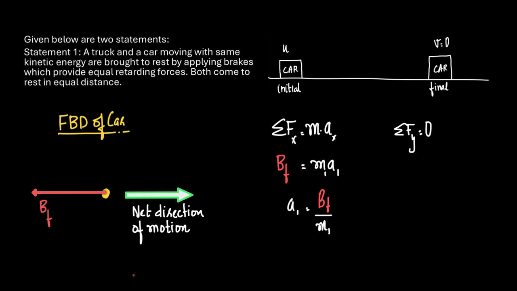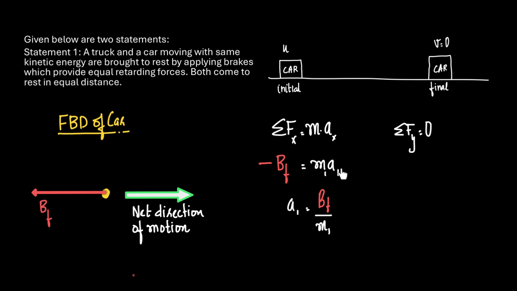Now, what is sigma Fx? Sigma Fx implies the sum of all the forces acting in the x direction. This is the initial condition of the car, and this is the final condition. Since it is coming to rest, the final velocity is equal to 0 and the initial velocity is equal to u. Since the braking force is applied, sigma Fx is equal to BF. But the net direction of motion is towards the right and the braking force is applied towards the left, so while considering sigma Fx we need to consider the direction, which is minus BF. So we have minus BF is equal to m1 a1, where m1 is the mass of the car and a1 is the acceleration for the car.